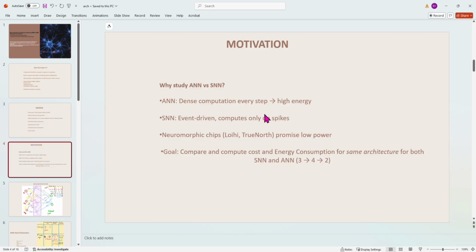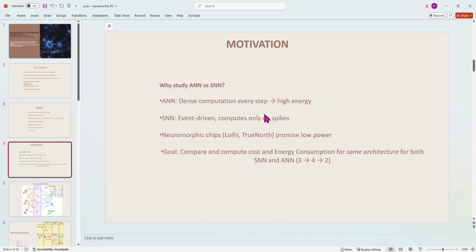So neuromorphic chips like Intel Loihi and IBM TrueNorth are built around this idea. They mimic how biological neurons communicate, and they promise extremely low power consumption for AI workloads.